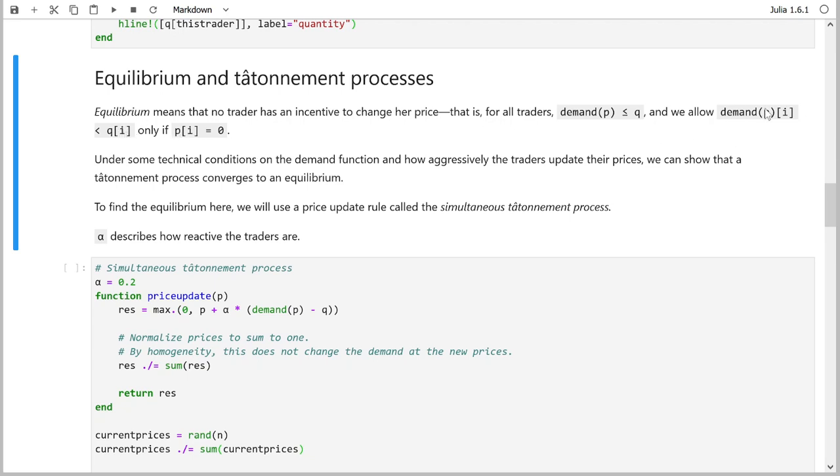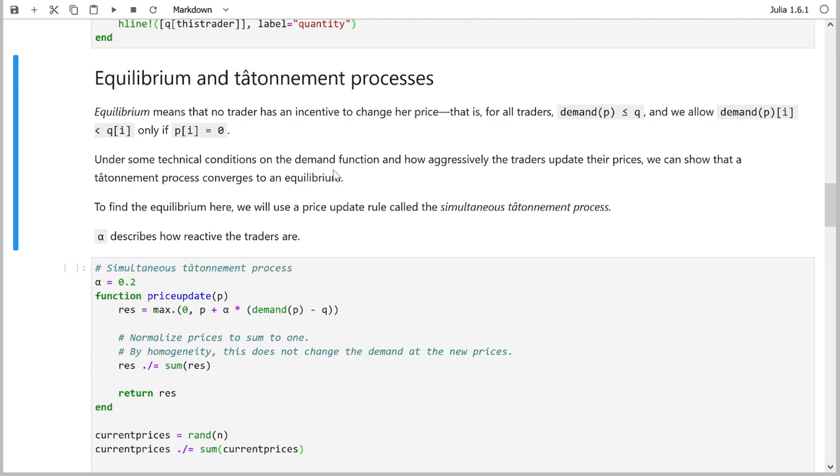if she has already decreased her price all the way to zero. The informal way of thinking about this is that for most traders, we want the demand to equal the quantity, and we'll make an exception if there's a good that's just so unattractive that even when its price is zero, there's no way for it to sell out.